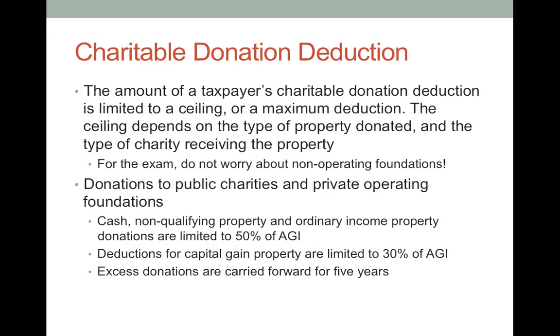Okay, so what are the limitations for public charities and private operating foundations? Again, we're subject to a 50% AGI limitation and a 30% AGI limitation. Cash, non-qualifying property, and ordinary income property are limited to 50% of AGI, and capital gain property is limited to 30% of AGI. Excess donations you can carry forward for 5 years. If you don't use them up after 5 years, then you lose the benefit.